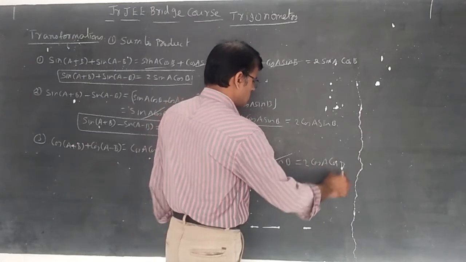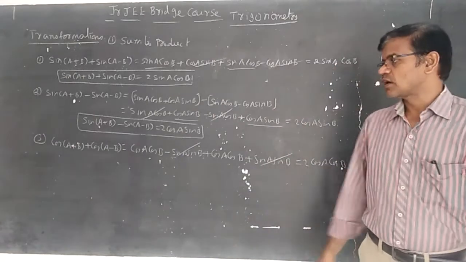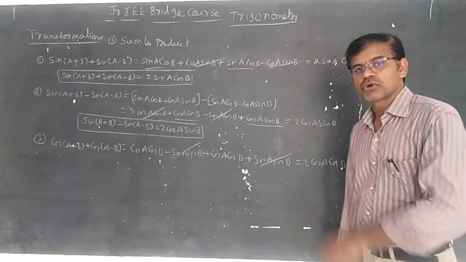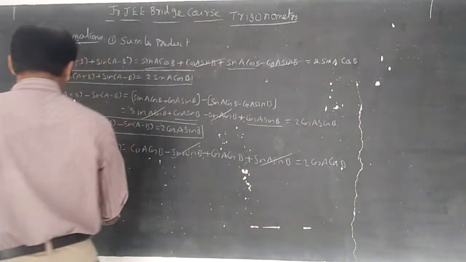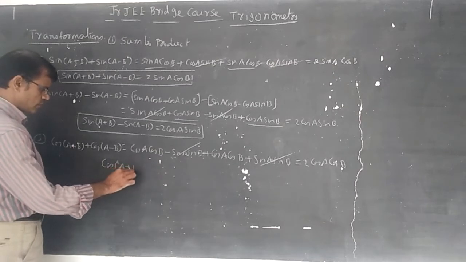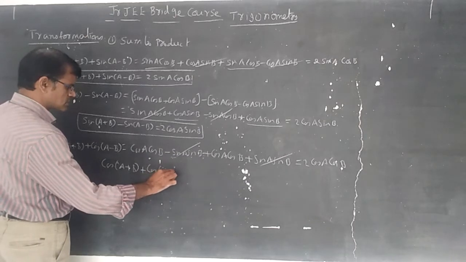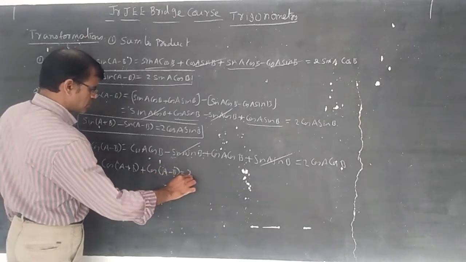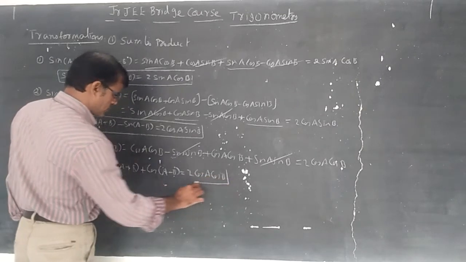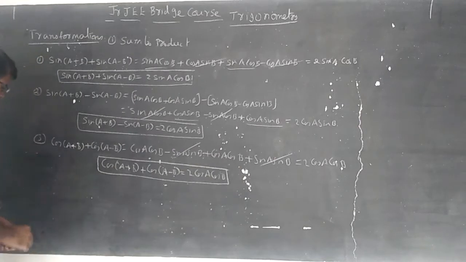So whenever we get two cos values in the summation, we get the two cos values in product also. So cos of A plus B plus cos of A minus B we can write in the form of 2 cos A cos B. Cos of A plus B plus cos of A minus B is equal to 2 cos A cos B.